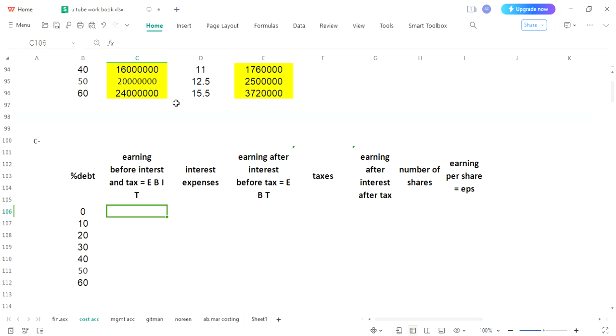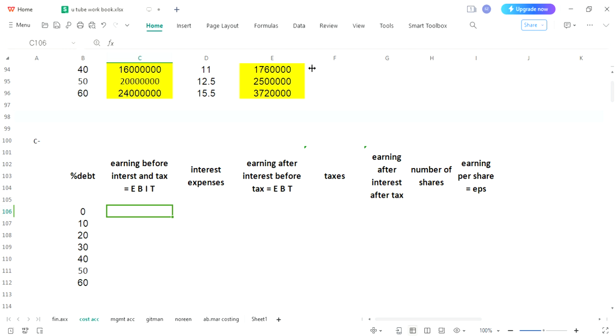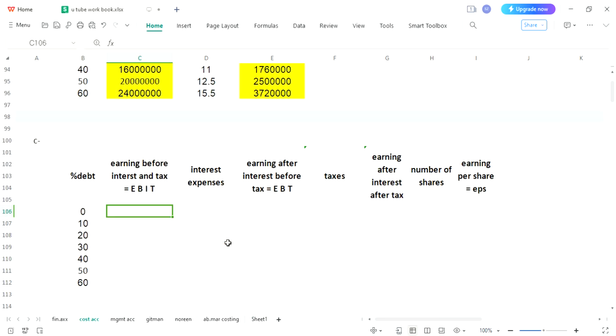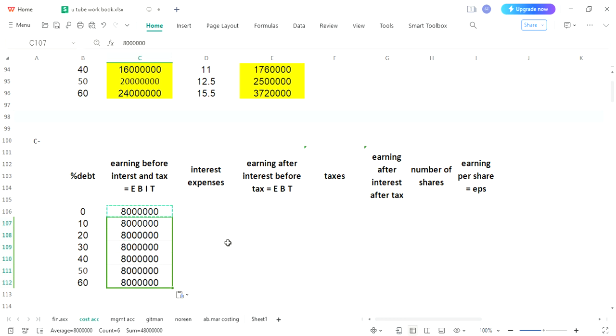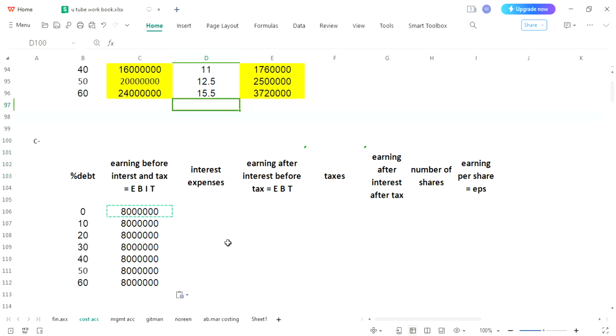So let's make this column a little wider so that we can have it. And secondly, this also needs some space. So guys, we have completed our headings. Let's see, the first column is saying 8 million is your EBIT. 8 million EBIT, and since it is the same for all stages, we have 8 million as earning before interest and tax.